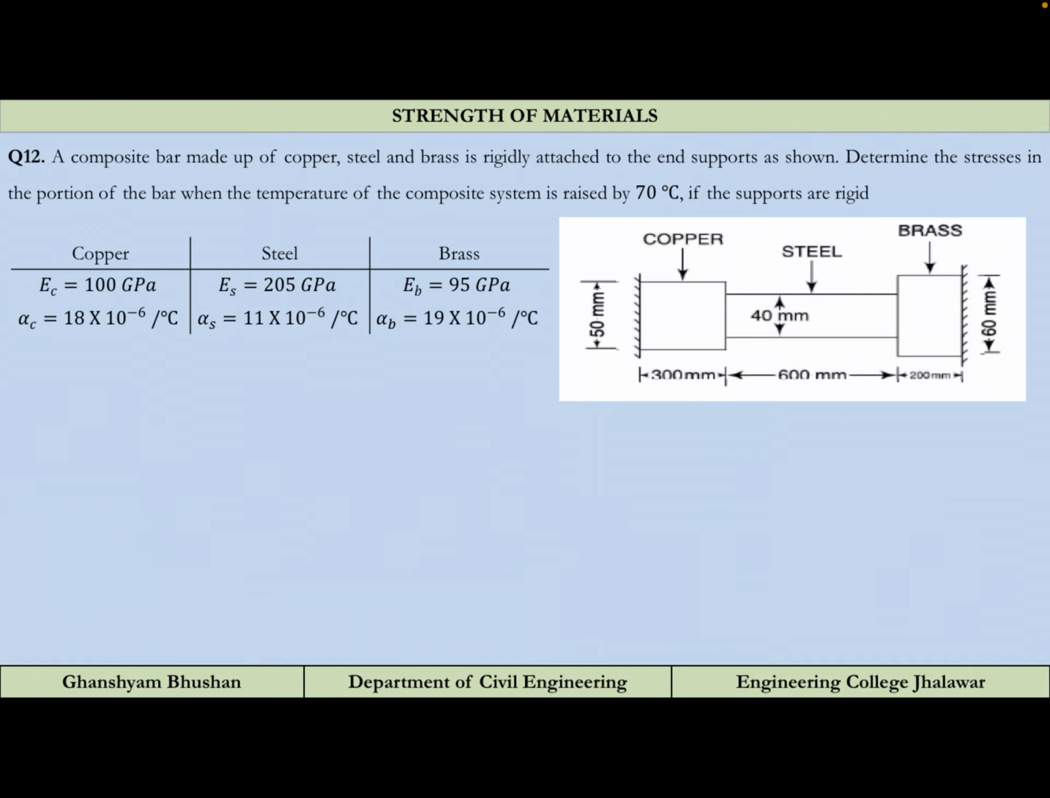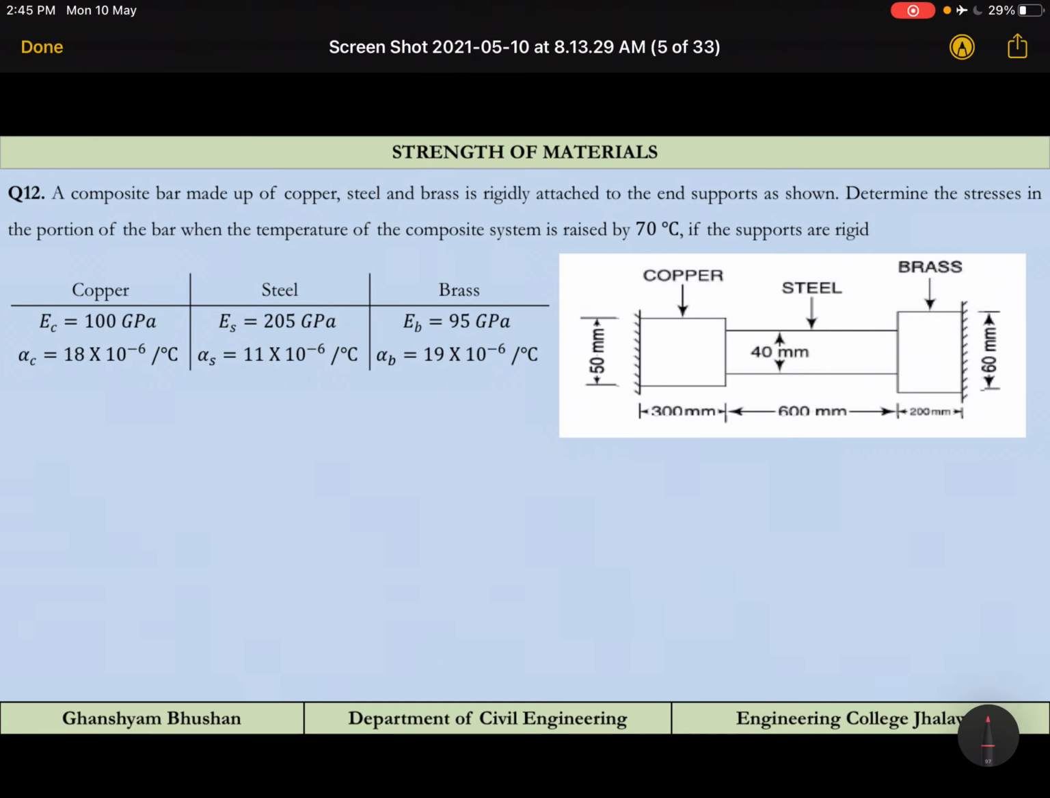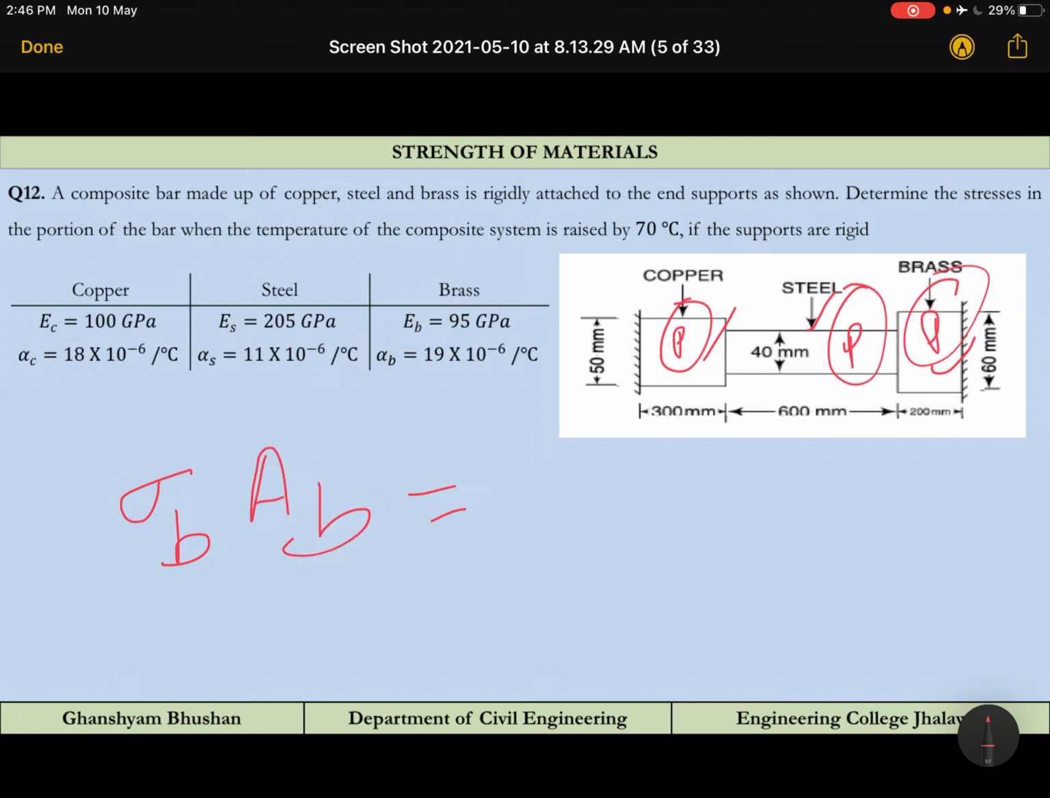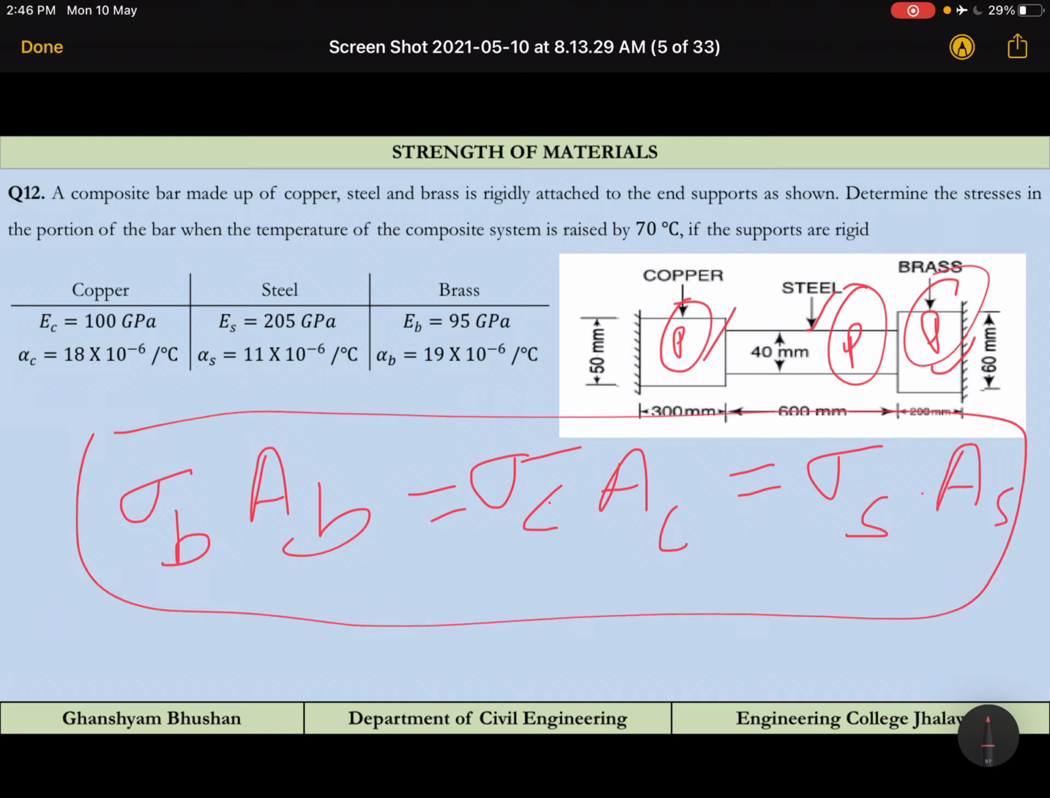Now one more thing, there is no external load, so every portion will have the same force. So P generated, P for copper, P for steel, and P for brass, all will be same. Only stress will change because the area of cross section is not same. So that means stress in brass, sigma B into A B, will be equal to stress in copper into area of copper, will be equal to stress in steel and area of steel. So this equation is valid here.